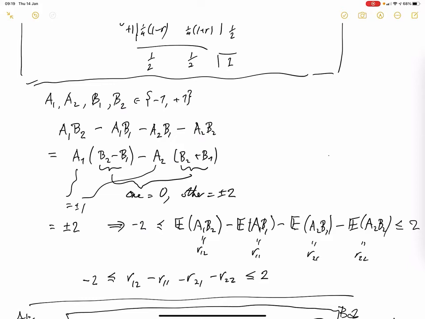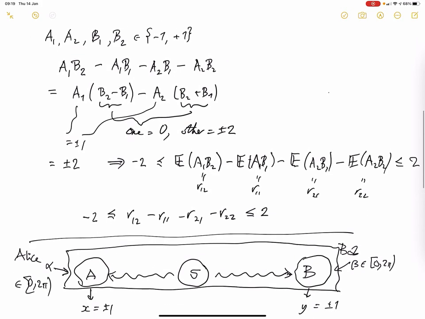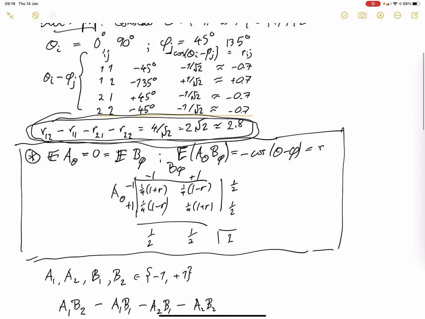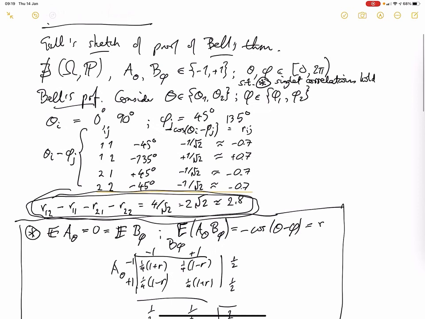Consequently, its expectation lies between -2 and +2. And its expectation separates into one expectation minus 3 others. And so one correlation minus the sum of the other 3 must lie between -2 and +2. Now, where does this idea come from?